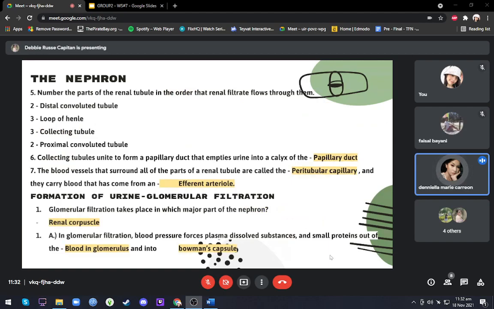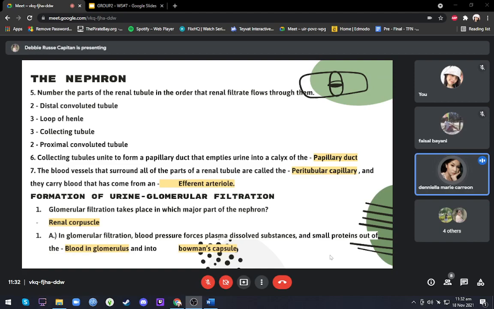Number the parts of the renal tubule in the order that renal filtrate flows through them. Proximal convoluted tubule, loop of Henle, distal convoluted tubule, collecting tubule. Number 6, collecting tubules unite to form a papillary duct that empties urine into a calyx. Number 7, the blood vessels that surround all of the parts of the renal tubule are called the peritubular capillaries, and they carry blood that has come from an efferent arteriole.